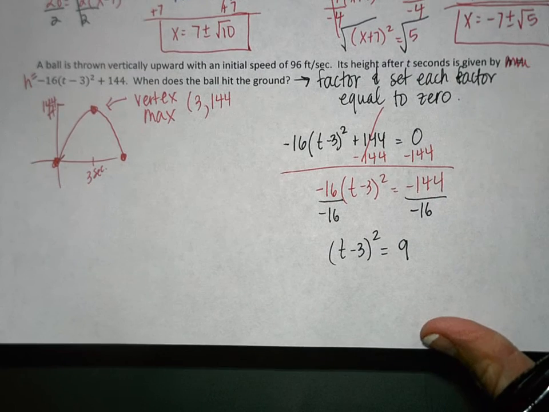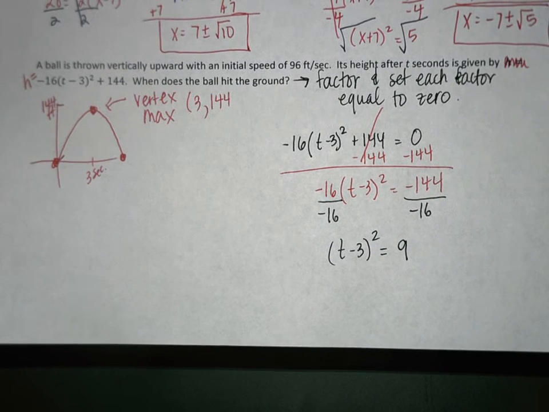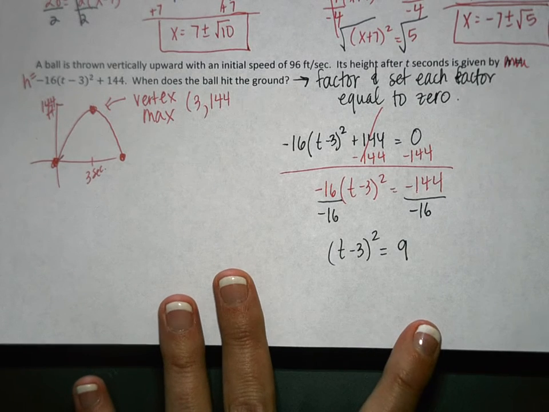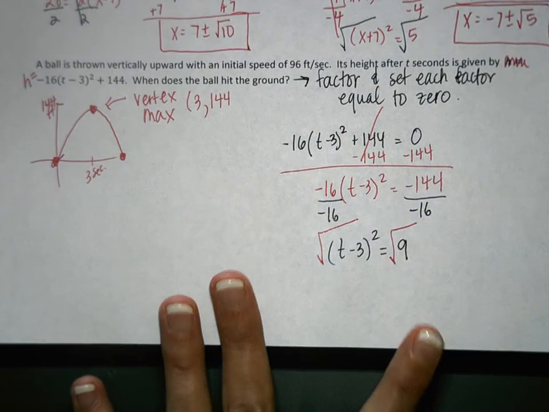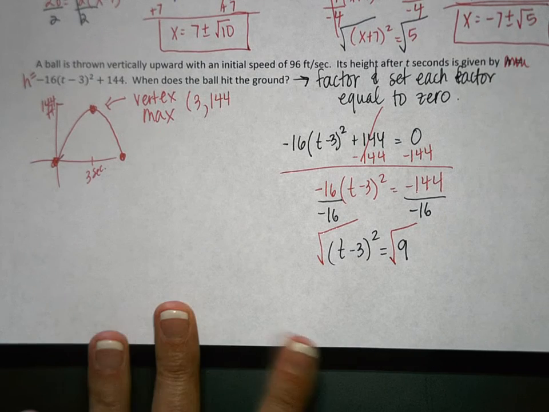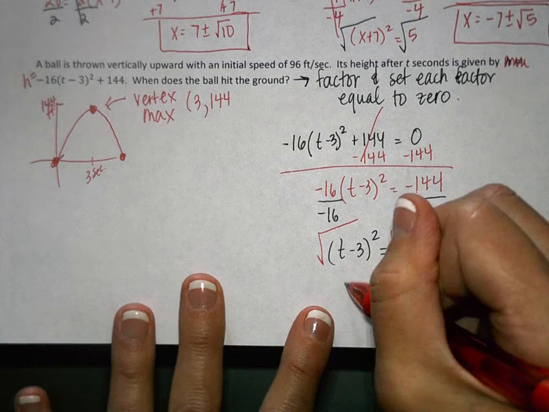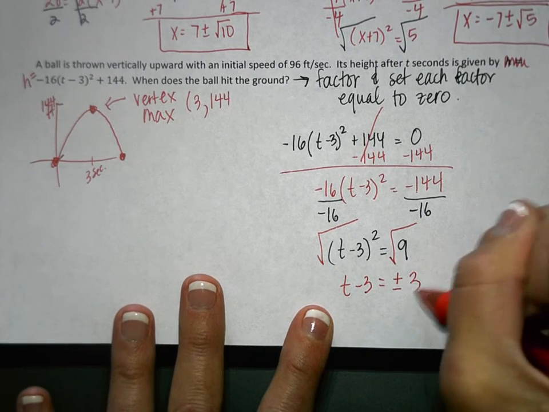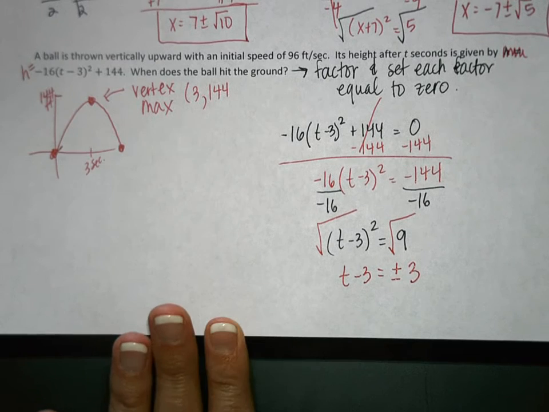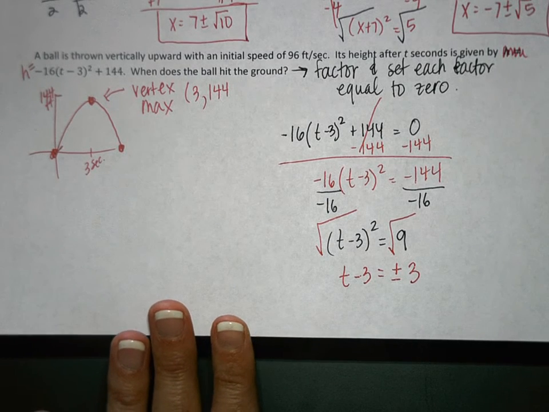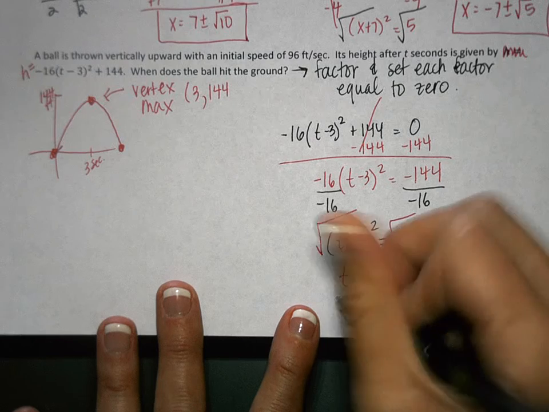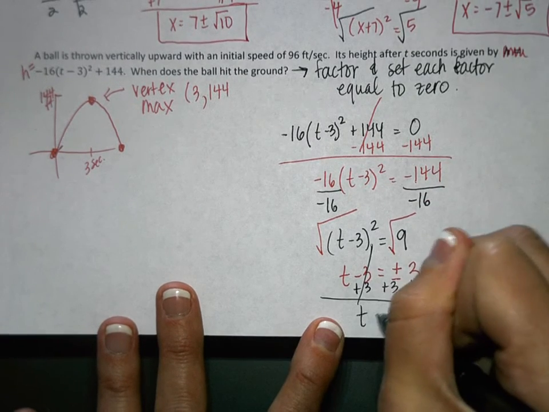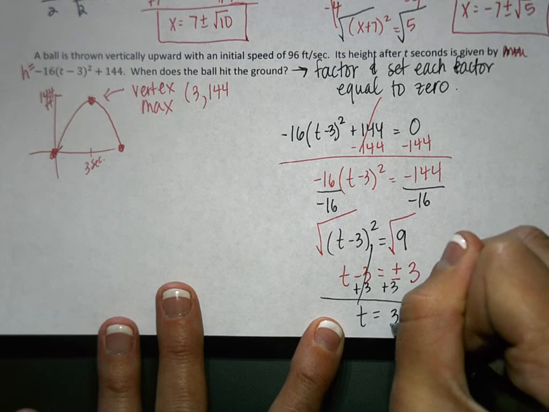Okay? Sabrina, what's next? Anybody, what's next? Square root. Take the square root of both sides. Whenever I take the square root, that means my answer is going to be what? Plus or minus. So we have t minus 3 equals plus or minus 3. Now, is t by itself? No. What do I do? Add 3. Good. And this is what I was talking about. You guys are going to see how it works. So I get t equals 3 plus or minus 3.